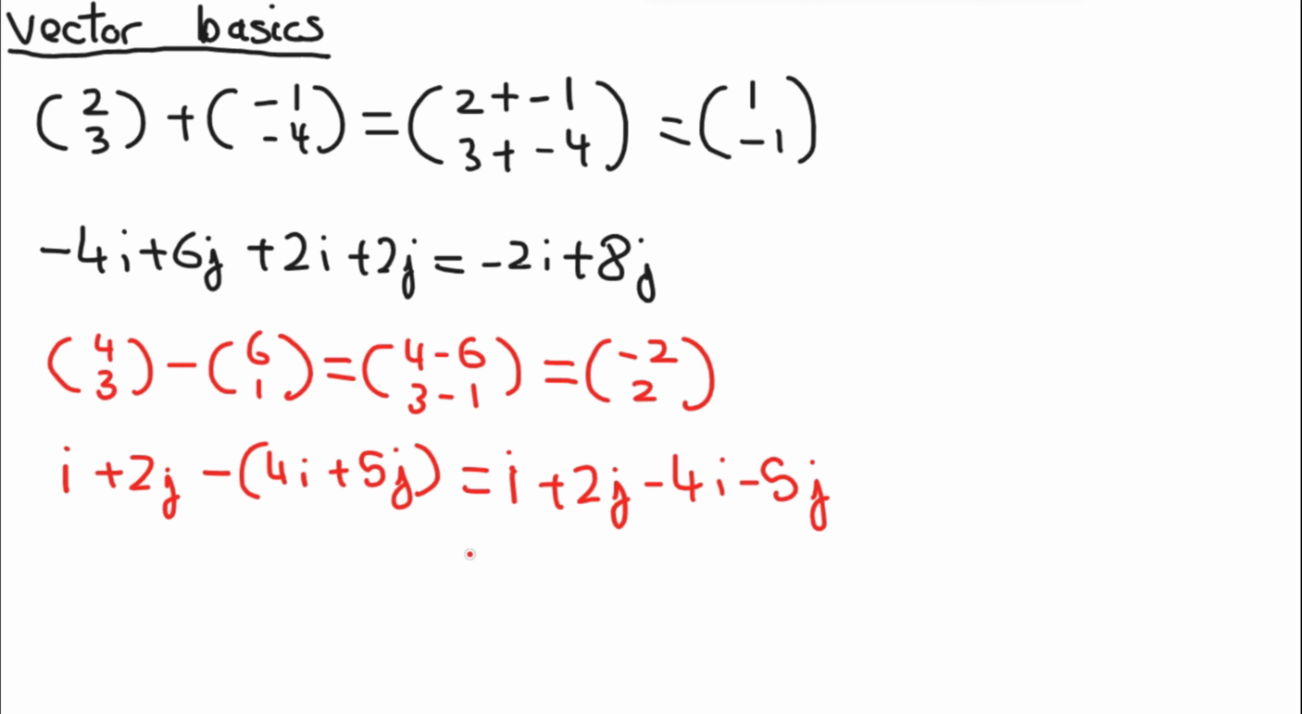And if we simplify this, again, we just do the individual terms. So it's going to be i minus 4i, which is going to be equal to minus 3i, and then 2j minus 5j, which is going to be equal to minus 3j. And that's the final answer.